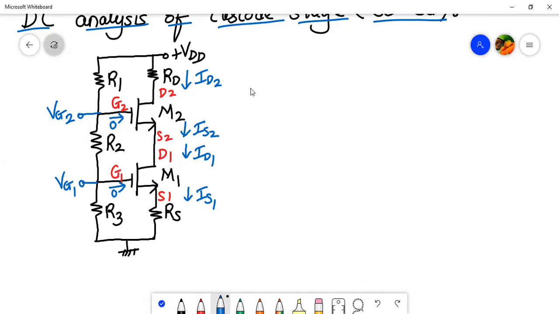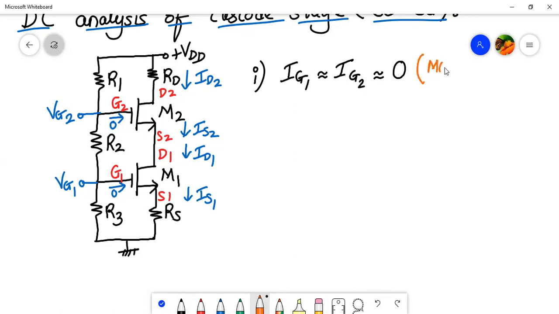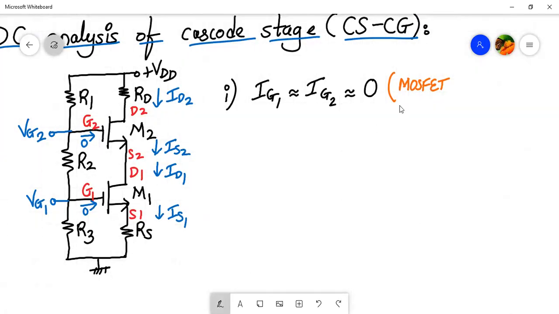So if you want to find out VG1 and VG2, first of all, over here we can write that the current IG1 is approximately equal to IG2. They are very, very small, in nanoamperes, I'd say. So we'll consider them to be 0. What is the reason for that? The other reason for that is, let me add it over here, your MOSFET has... what is the other reason for having the gate current be 0?